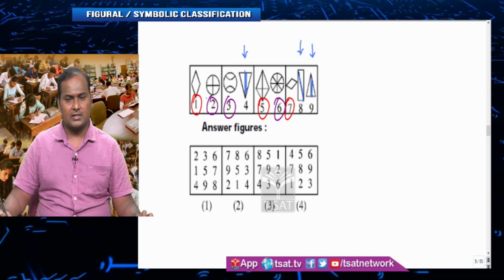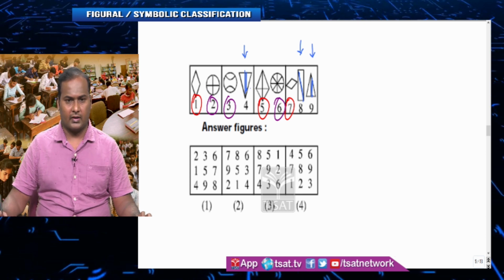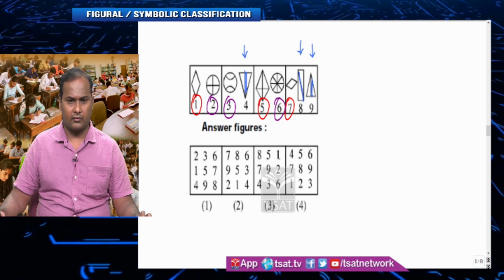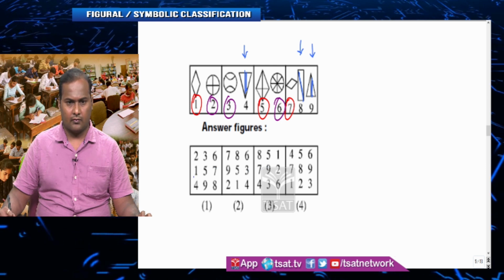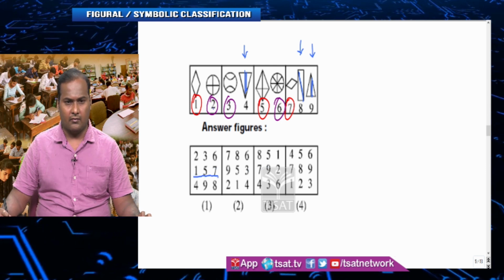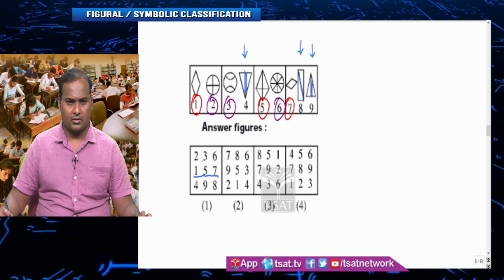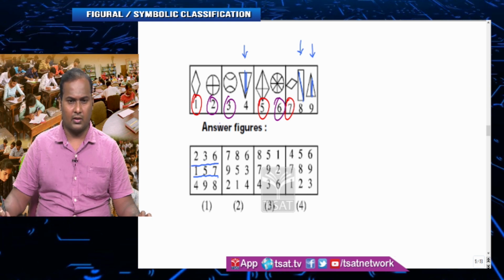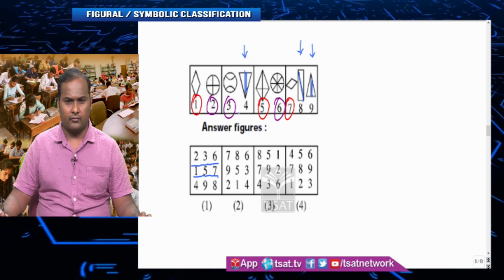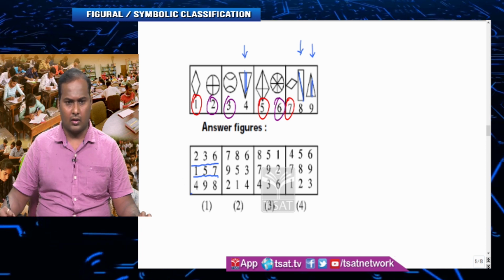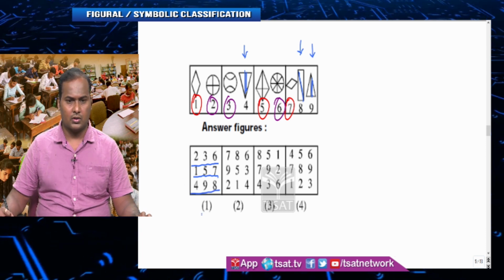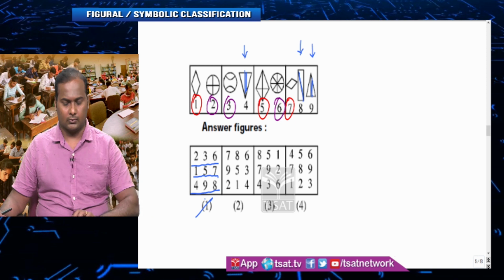So now let's find the answer. 1, 5, 7 forms one group, so check where 1, 5, 7 is. In the same way, 2, 3, 6 forms another group. In the same way, the remaining 4, 8, 9 forms one more group. So your answer is option 1.